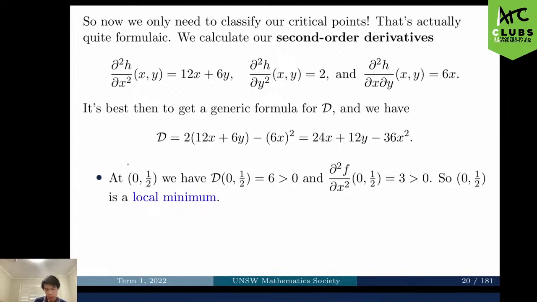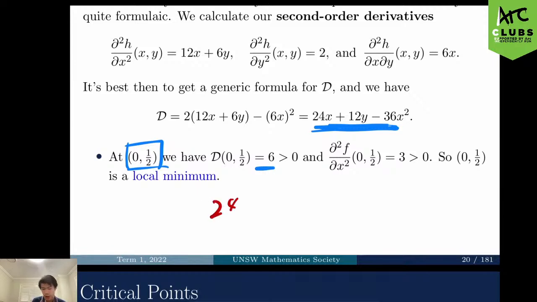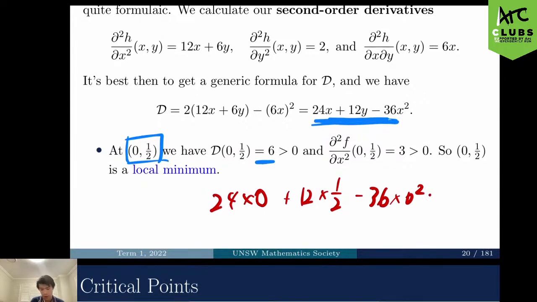And then all we have to do really is just sub this into our 3 points. So this one's (0, 0.5). Yeah, we've got D(0, 0.5) equals 6, right? Just sub it in. In fact, maybe let's just sub it in just in case. We've got 24 times 0 plus 12 times a half, minus 36 times 0 squared. And, well, this all disappears. We've just got 6. Awesome. Right, so that's greater than 0, which, if you recall, means we've got a local max or a local min.